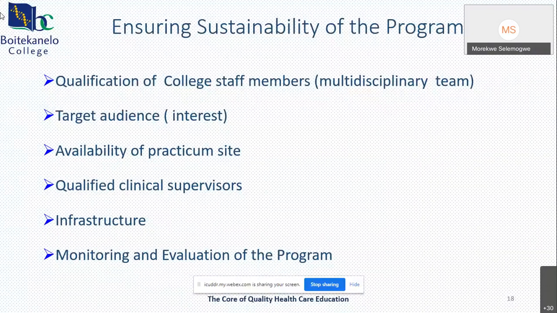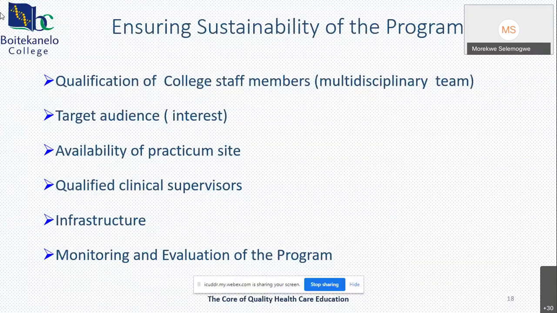Availability of practicum sites also would dictate the number of students that you intend to take, and the number of times that you're going to offer the program. Sometimes people have a January intake and an August intake, but for us, it was just going to be one intake because of the limited practicum sites and the not so many clinical supervisors that we have in Botswana. Of course, infrastructure also is one of the things that we have to consider.